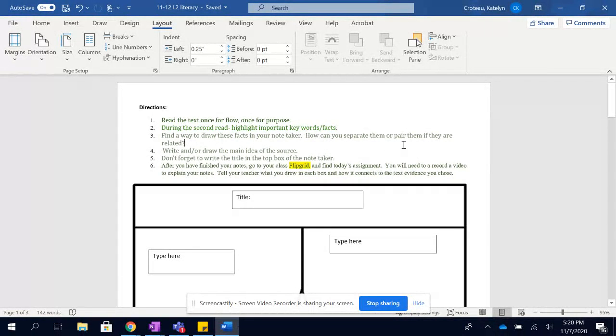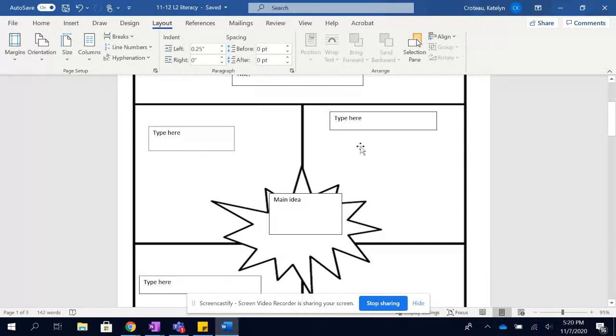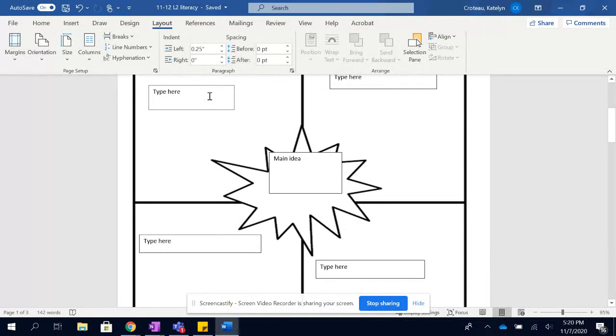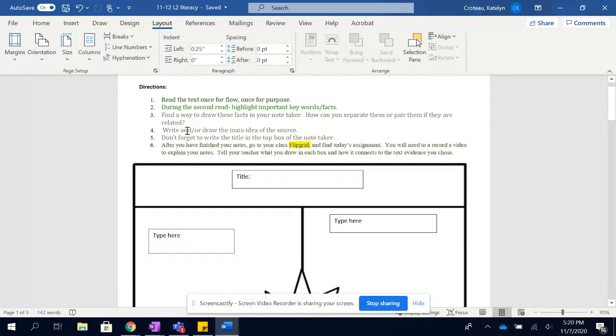And how can you separate them or pair them if they were related? Because we're not going to necessarily have four clean paragraphs. So, how are you going to decide what goes in each box? Remember to write or draw the main idea of your source. Don't forget to write the title in the top of your note taker.